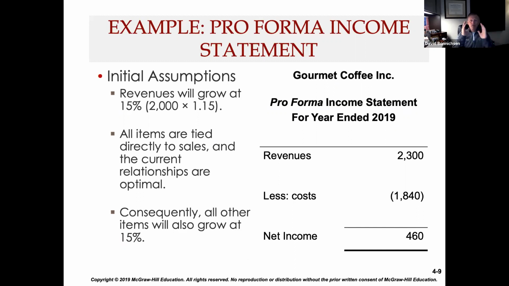Nonetheless, from a very basic example, the percentage of sales method applies. Sales moved up by 15%, and everything else moved up by 15% on the income statement. Anything that is tied to or correlates to sales will move up by that growth rate.